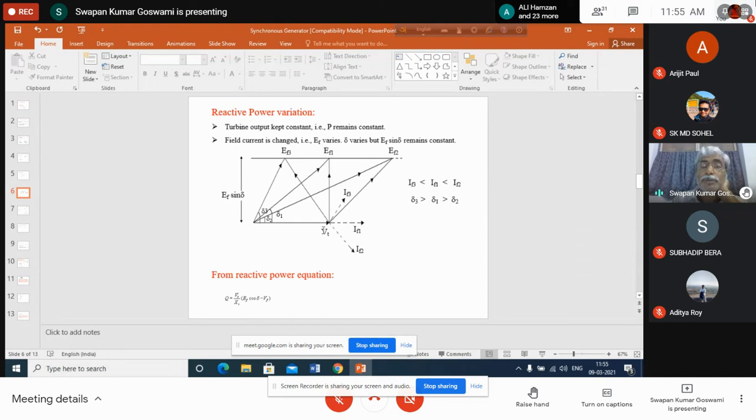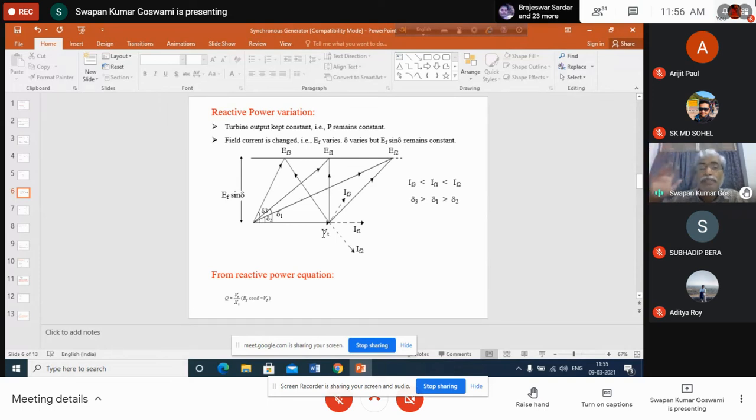Since our aim is to keep the active power output constant, when can we keep the active power output constant? That can be kept constant if EF sine delta, this component of vector EF, is kept constant. That means the vertical component of the vector EF is kept constant.